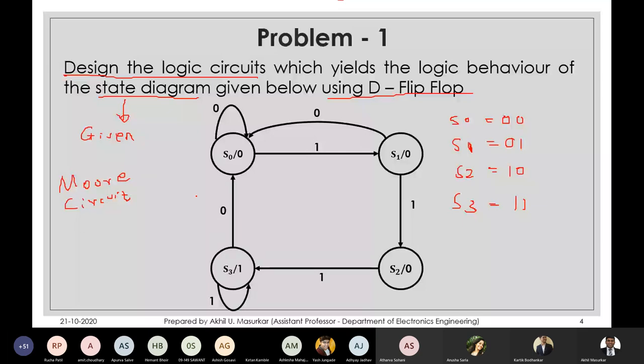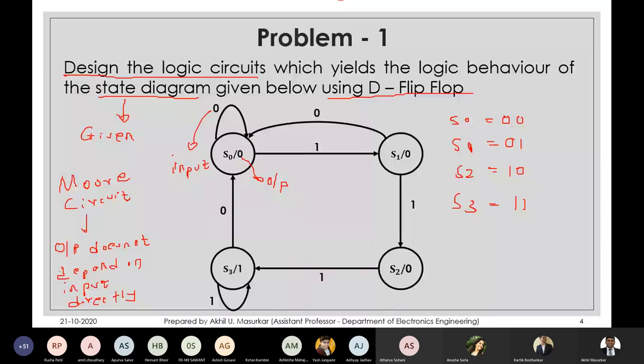Okay. Can you tell me where the output is written in this particular state diagram? S0. Okay. S3. So, wherever there is S0 slash 0, that is your output, right? Yes. And where is the input? So on the arrow. Okay, so this is going to be my input.